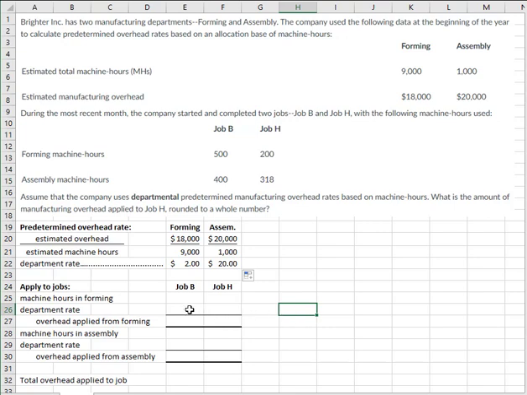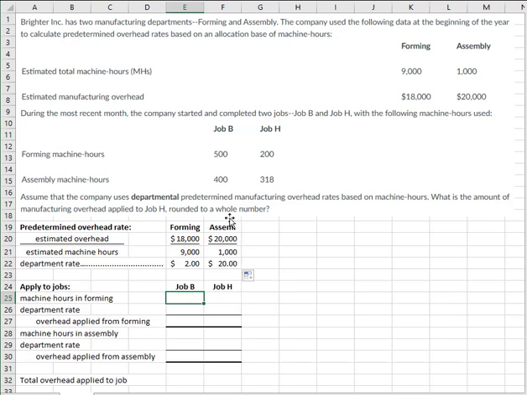All right, and then now we don't do anything. We don't use the estimated again. We wait, this is probably in October, for the following year. When the actual machine hours are incurred on jobs, then we use that rate and apply overhead to the work in process for that job.